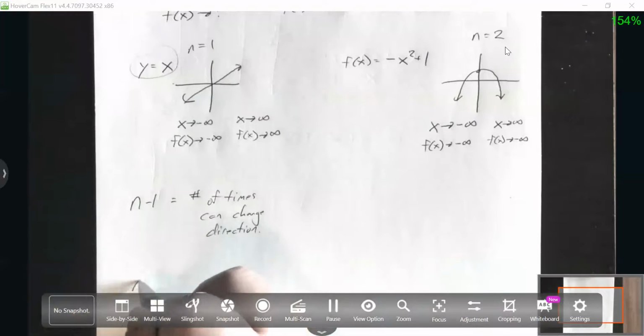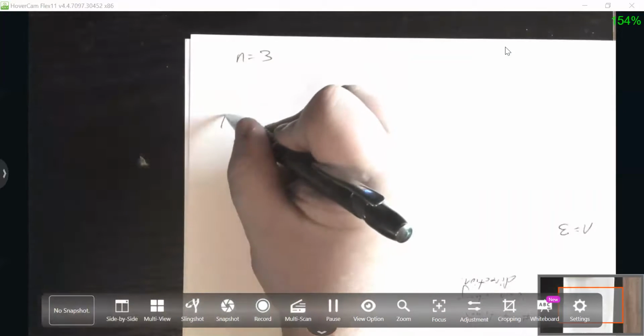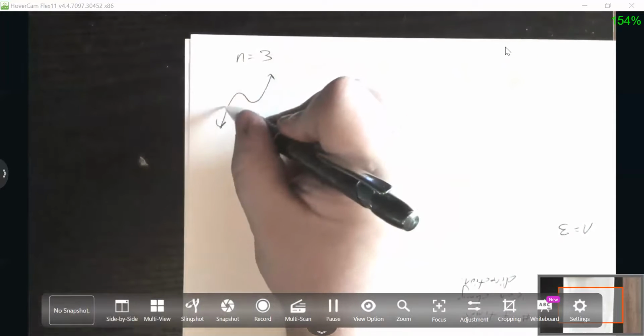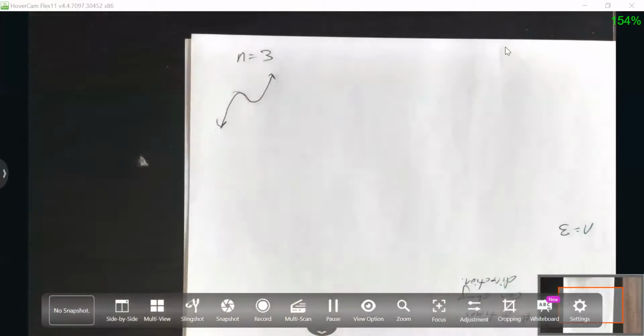So our general shape for n equals 3, a cubic, let's actually switch it around a little bit so it's easier to see. So for n equals 3, our basic graph can look something kind of like that. It's going to change direction once, come down, then change again and come up. Now it doesn't have to change direction that many times, but it can. And it's always going to be an odd number.